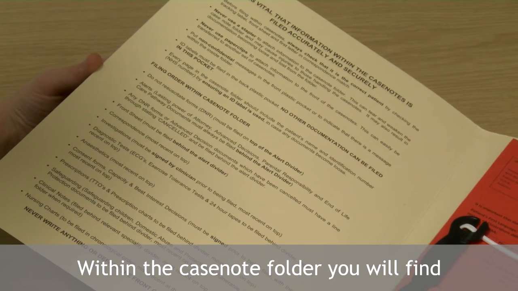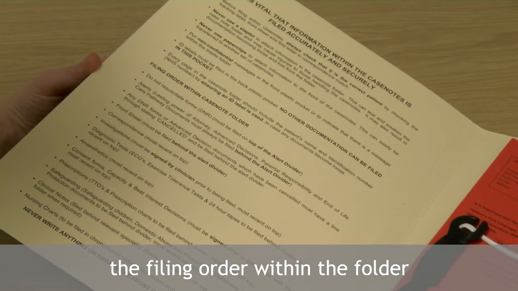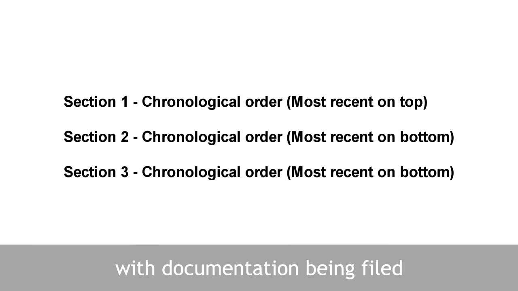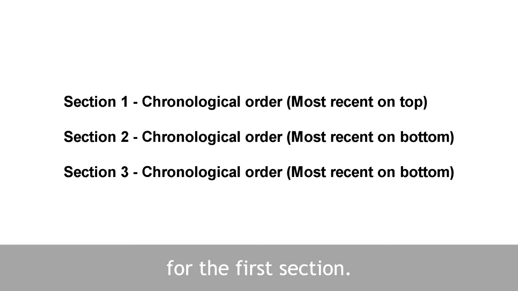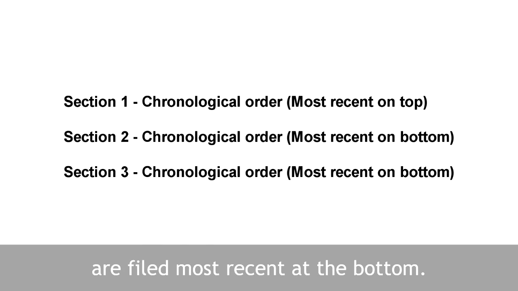Within the Casenote folder, you will find a quick reference guide which reminds you of the filing order within the folder. The content is split into 3 sections, with documentation being filed in chronological order, most recent on top, for the first section. Section 2 and 3, however, are filed most recent at the bottom.